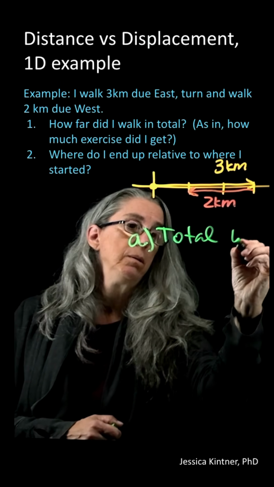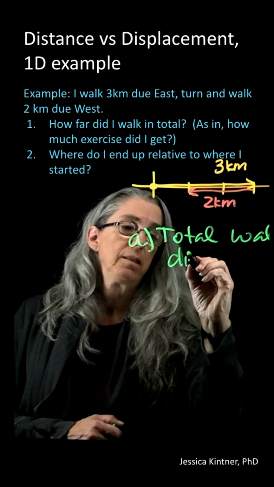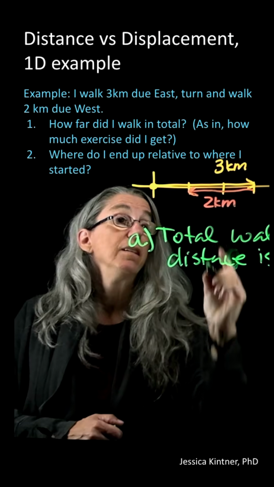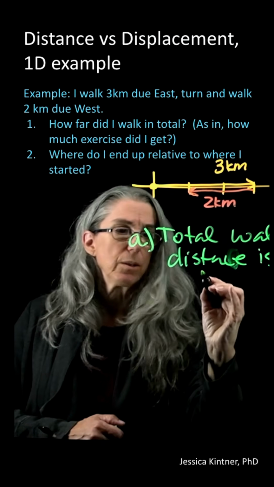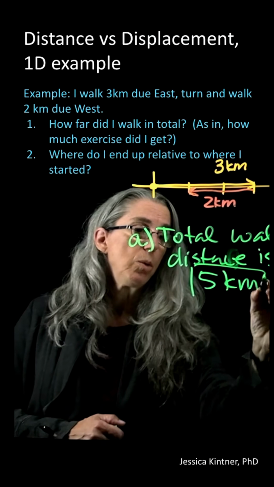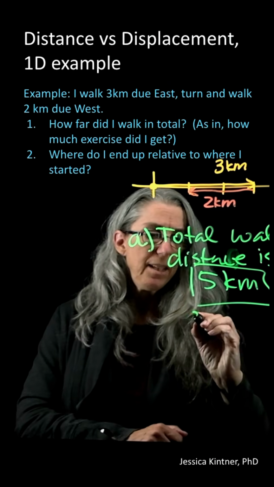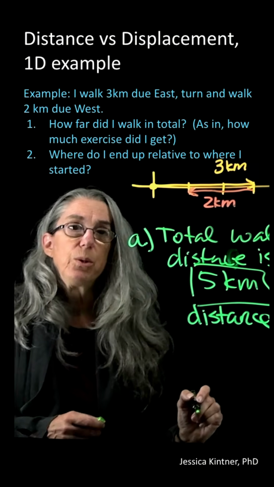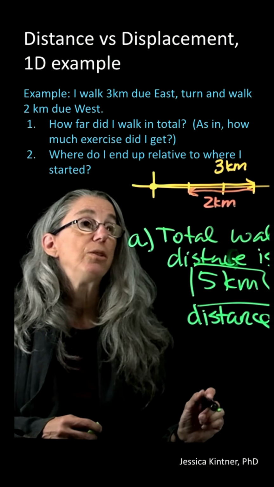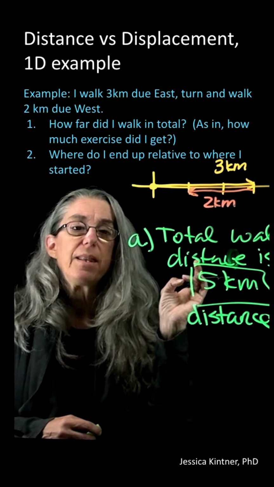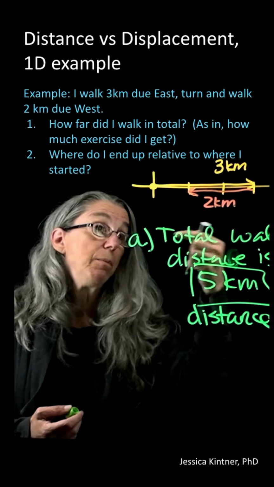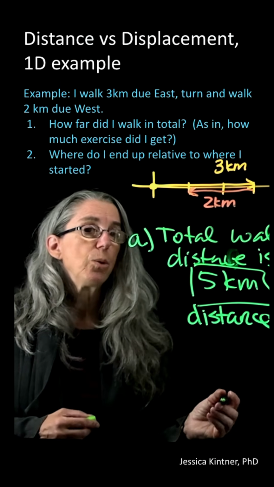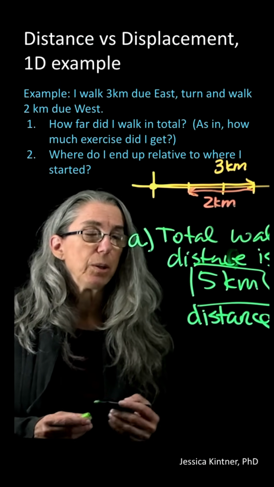I think that it's pretty clear that the total amount that I jogged or walked is the total walk distance. Total walk distance is the 3 plus the 2, 5 kilometers. So the total walk distance is 5 kilometers, and that is indeed the one that we call distance. Turns out that distance is a magnitude, so the directions don't matter. It's the magnitude of the 3 and then the magnitude of the -2. We might call it minus because it's in the negative x direction. So the distance is a magnitude, and it's a total of 3 plus 2 is 5 kilometers.